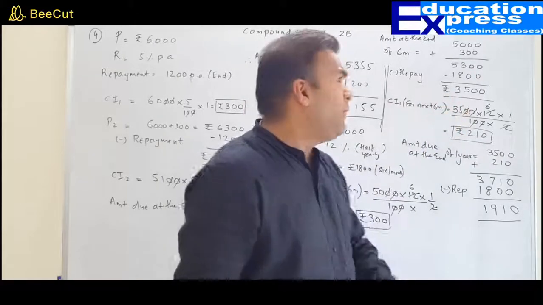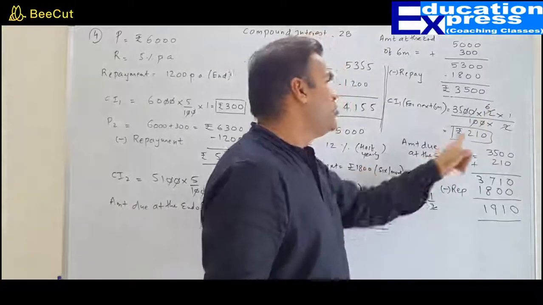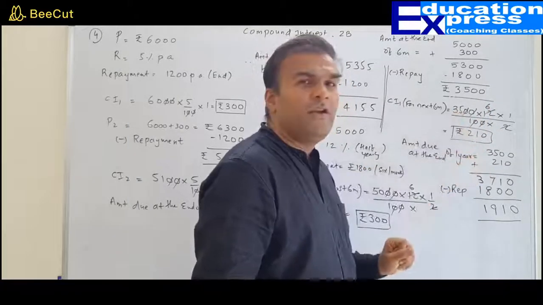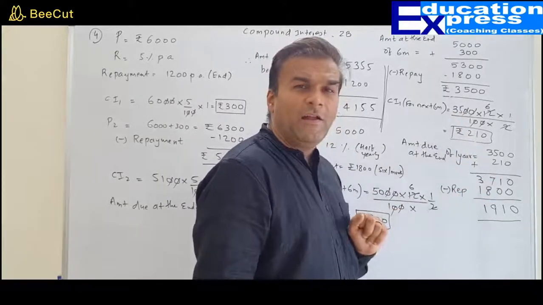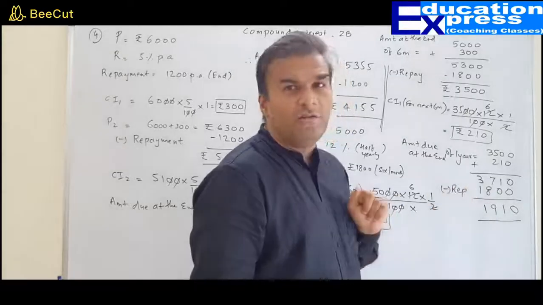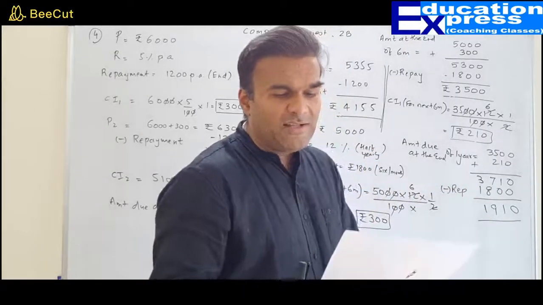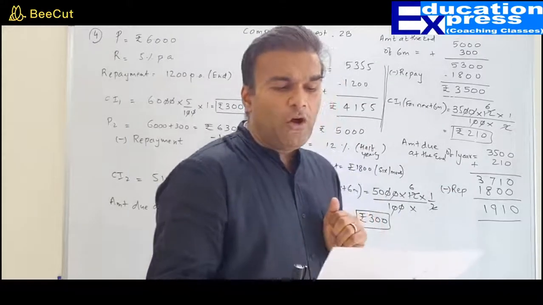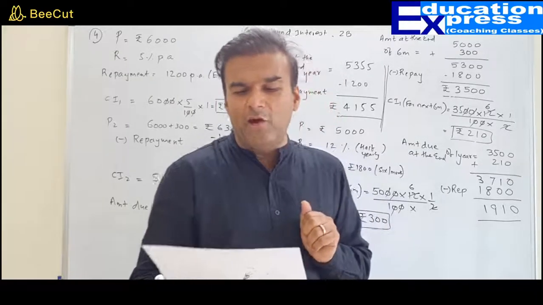Same process goes on. Now start with 3,500, 12% for 6 months, 210. So please add 210 to 3,500. Your total due is 3,710, but you are repaying 1,800. So the amount due is 1,910. This is at the end of 1 year. But the question asked is, calculate the third payment he has to make in order to make the entire amount clear at the end of 18 months.